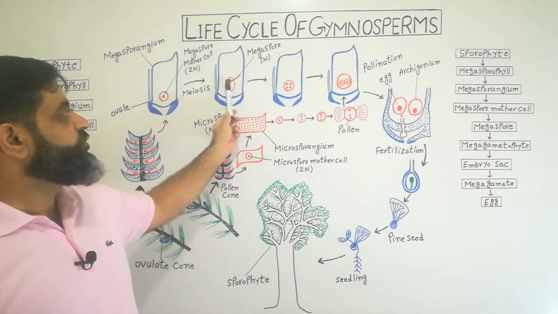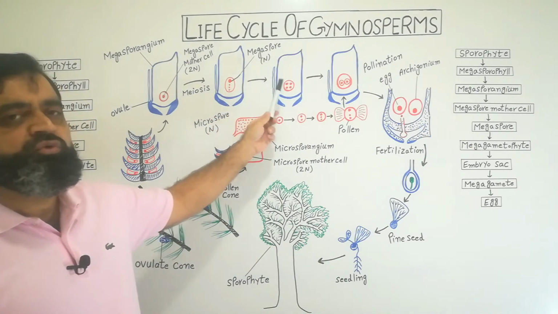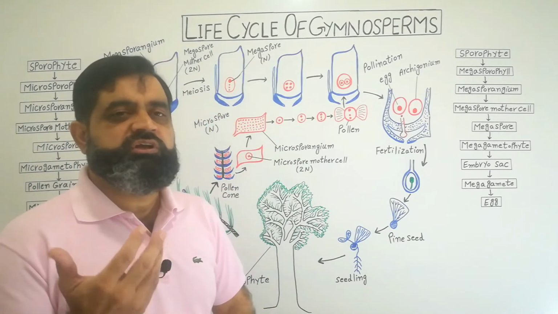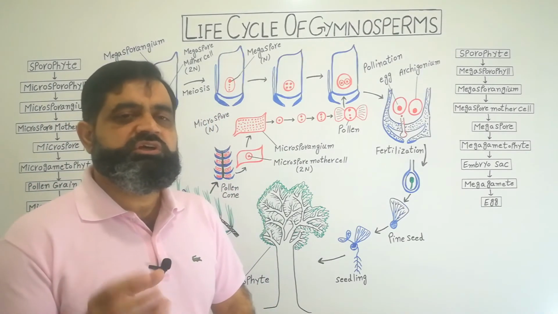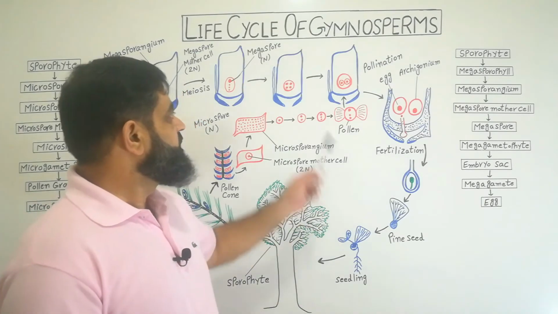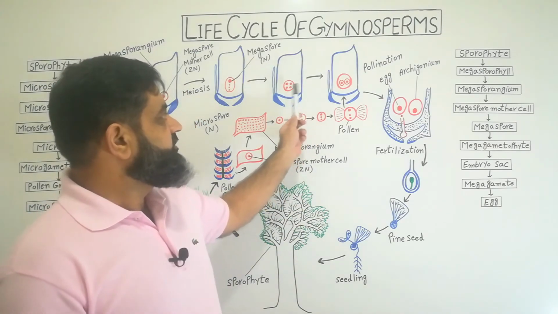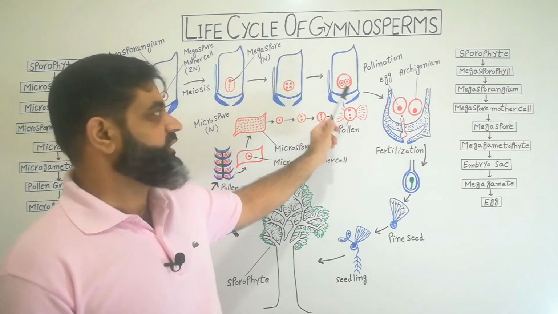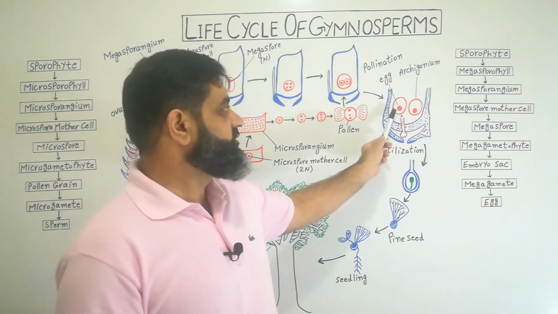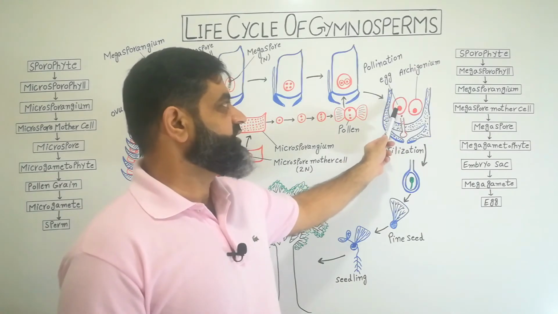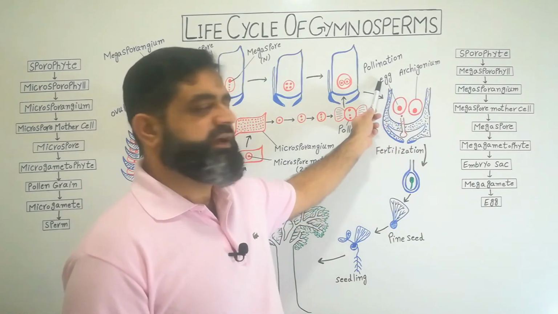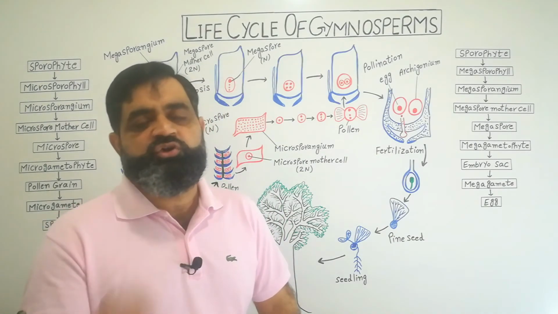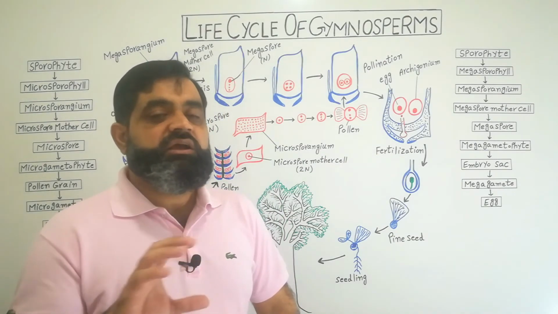It divides from 1 to 2 and then 2 to 4 and then converts into the female gametophyte, which usually contains 1 to many archegonia which contain eggs. For instance, I have taken this ovule, megasporangium, and it contains 2 archegonia which contain eggs. This is the structure inside the ovule which is known as the archegonium. The archegonium contains the egg, and at this time you can call it the female gametophyte or megagametophyte.